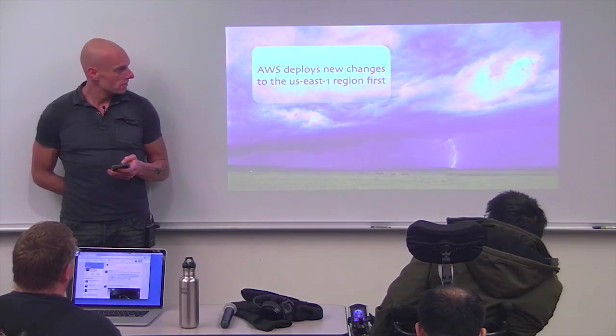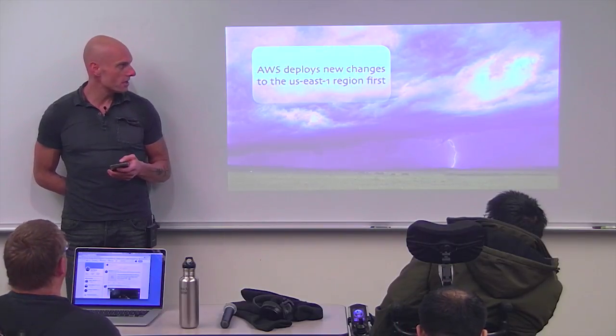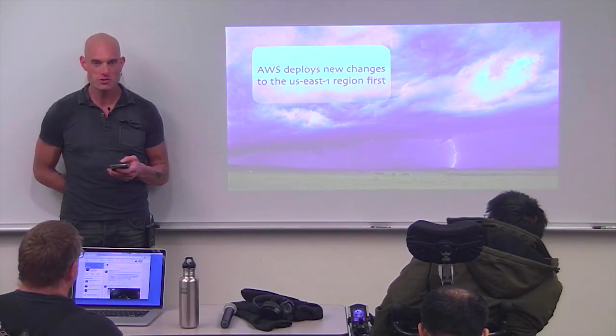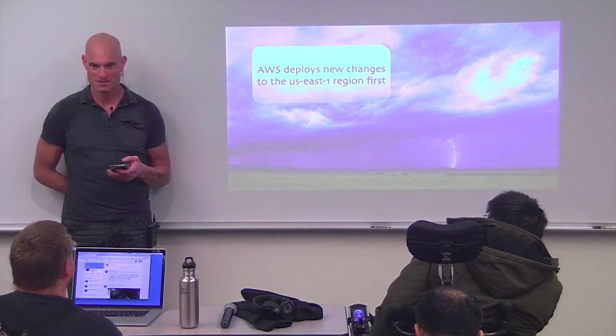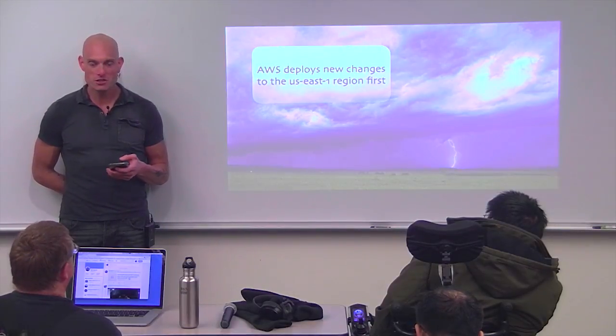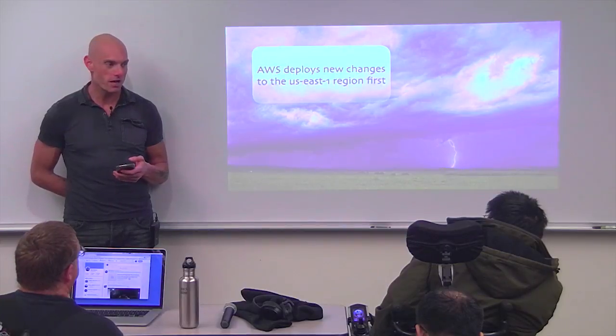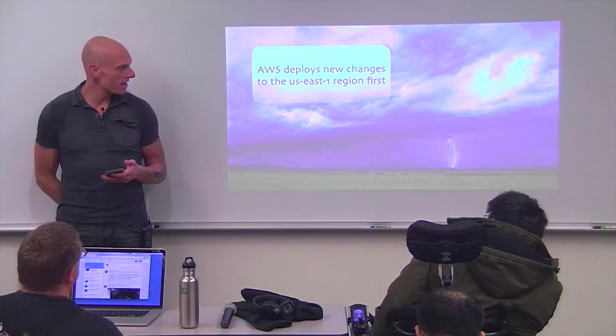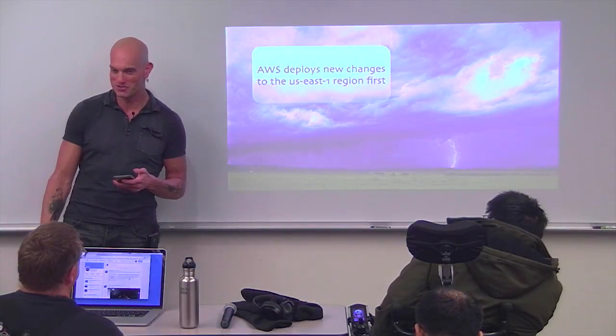US East 1, which is the Reston, Virginia area, is where AWS deploys all of their code changes first, so it tends to be the least stable. I always recommend people run your QA and dev environments and your sandboxes in US East 1 and run your production in US West 1 or 2. Don't run it in US East 1. They have historically had the most outages.